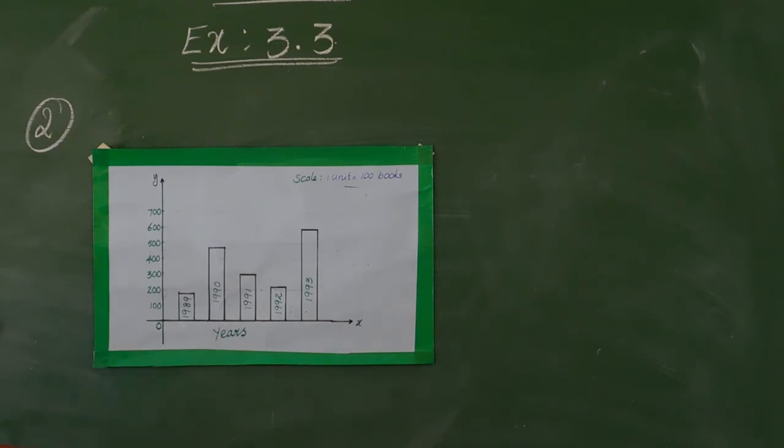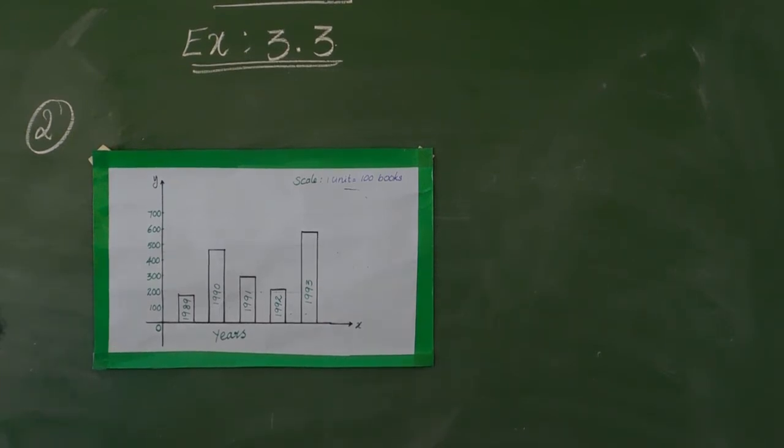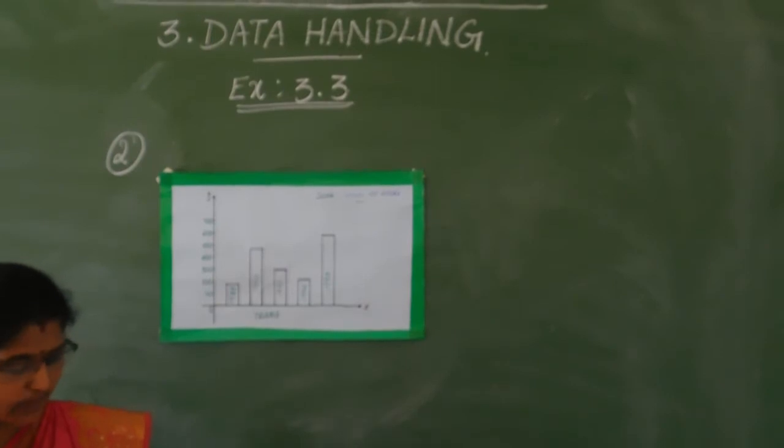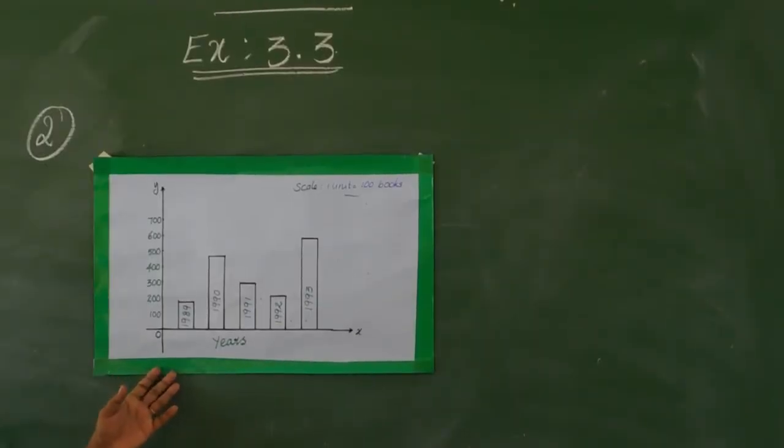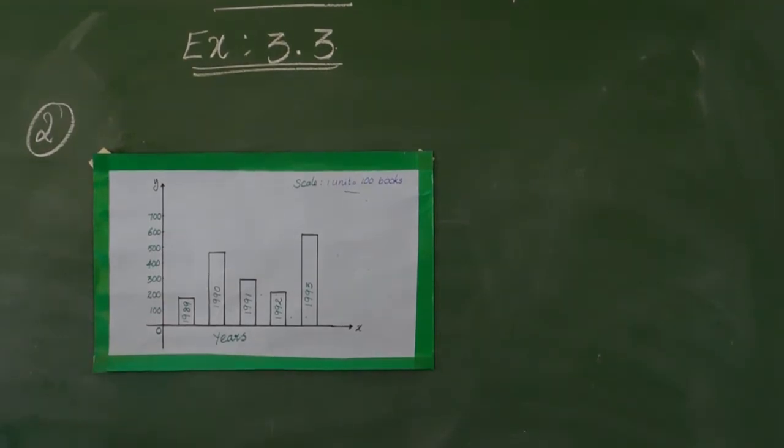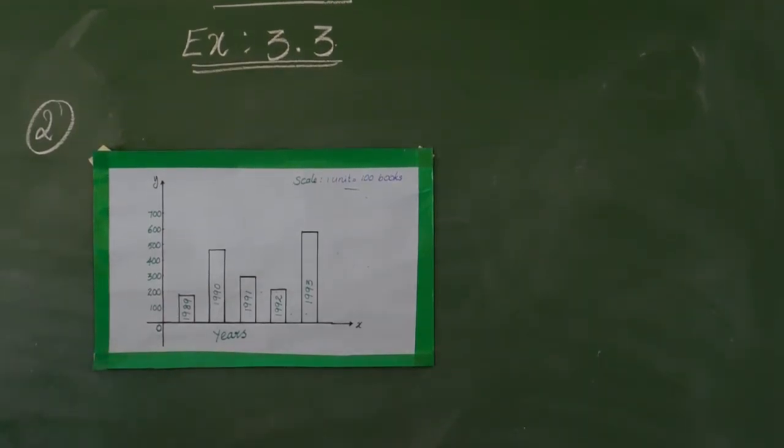Read the bar graph, figure 3.4, which shows the number of books sold by a bookstore during 5 consecutive years, and answer the following questions. Same way, this figure is given in the book itself. Here this bar graph shows the number of books sold by a bookstore in 5 consecutive years: 1989, 1990, 1991, 1992, 1993.